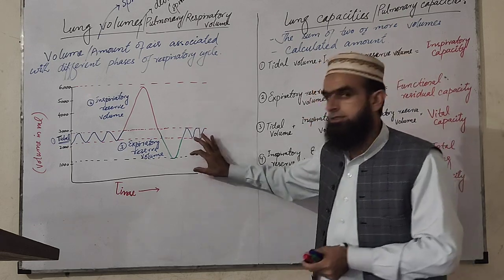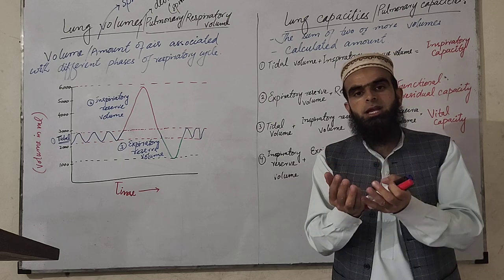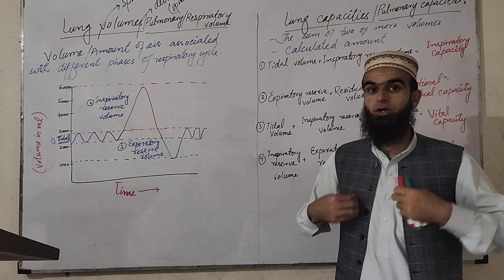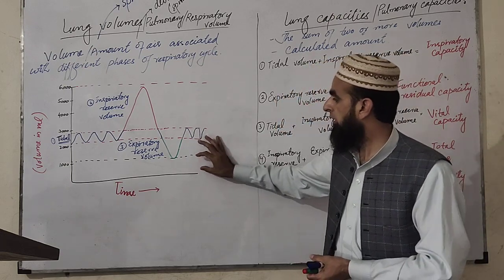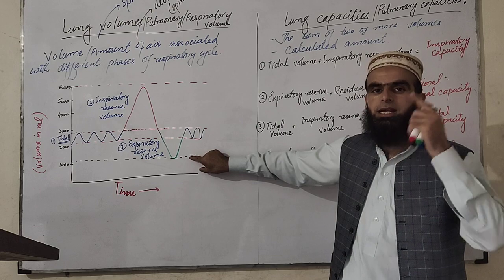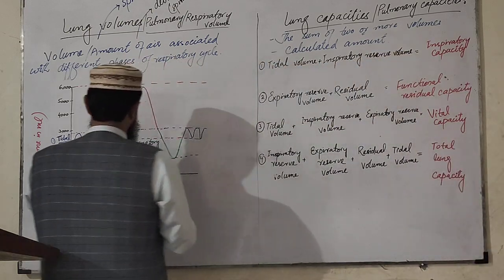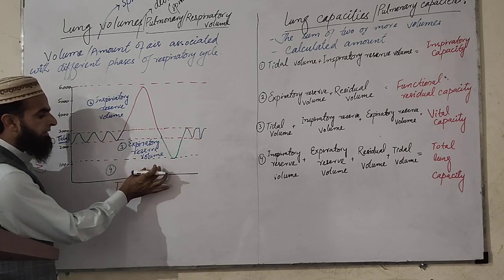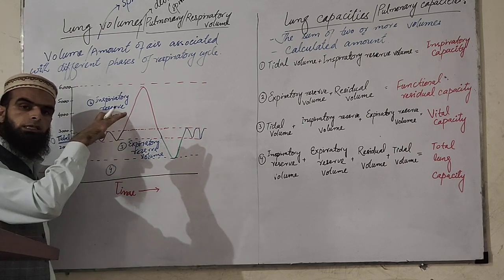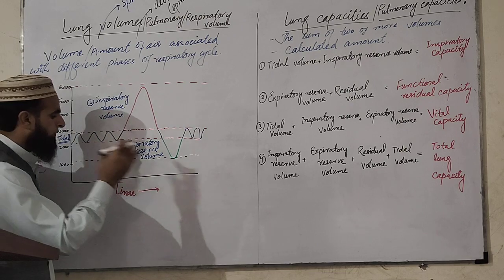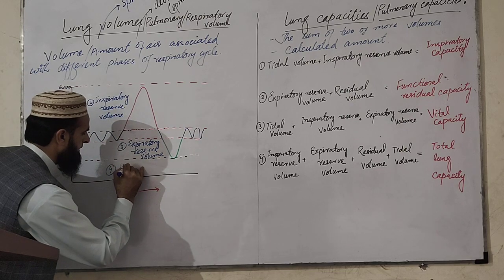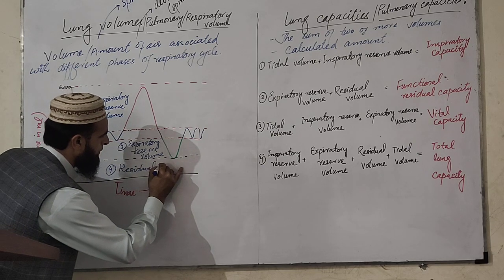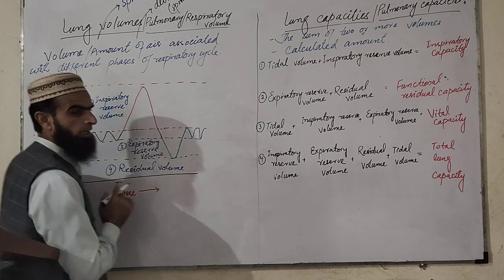So the lungs maintain a shape, and that shape is maintained by some amount of air which is inside your lungs. That amount of air is another volume, and that is the fourth one. So the fourth volume is the residual volume. This is the residual amount of air which resides inside your lungs forever. So this is called the residual volume.